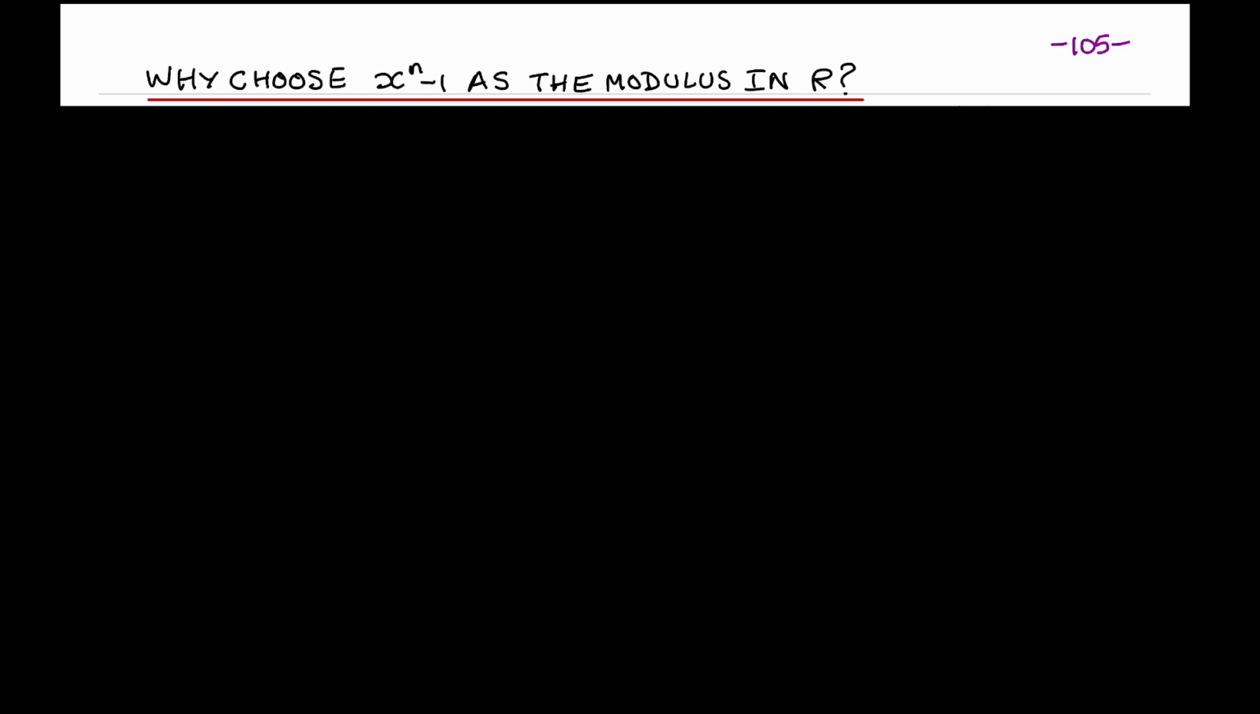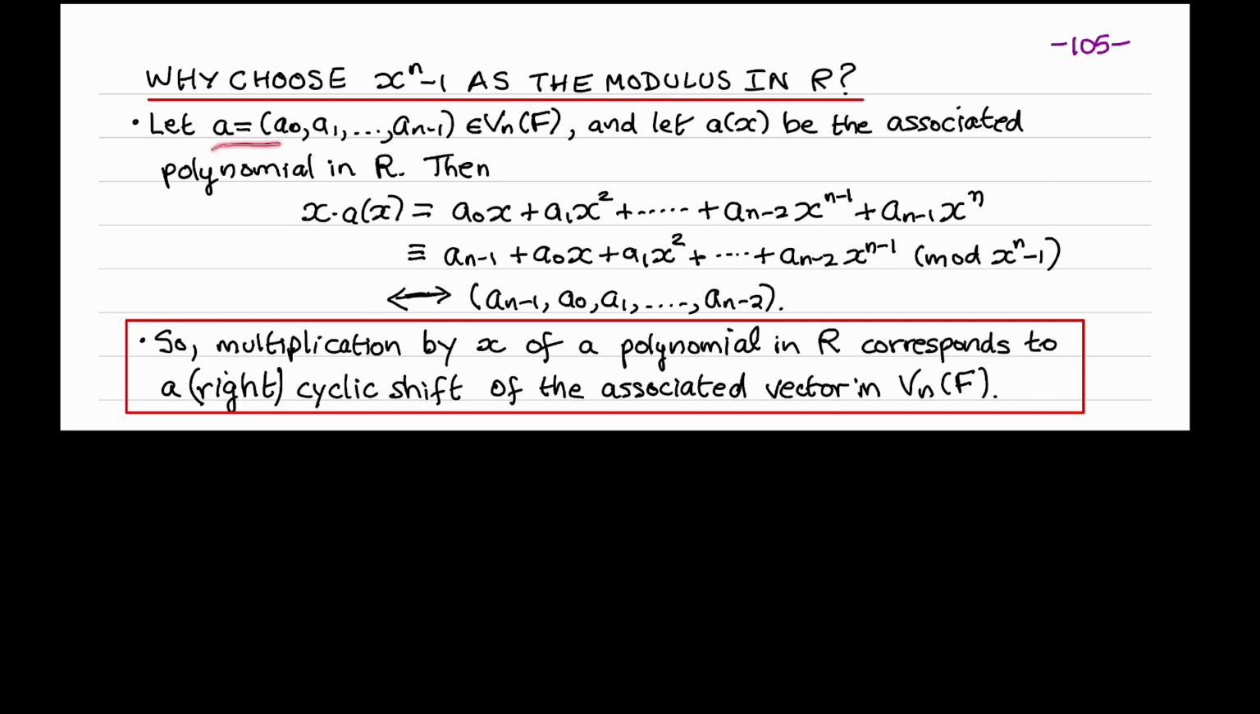A question worth asking is, why did we choose this particular degree n polynomial as the modulus for the polynomial ring R? Let me tell you why. So let A be a vector, and let A of x be its associated polynomial in R. Then the product of x and A of x is this polynomial of degree n. In the ring R, we're working modulo x to the n minus 1. So I can divide x to the n by the modulus x to the n minus 1. In other words, just subtract the modulus from x to the n. We see that x to the n is congruent to 1 modulo x to the n minus 1.